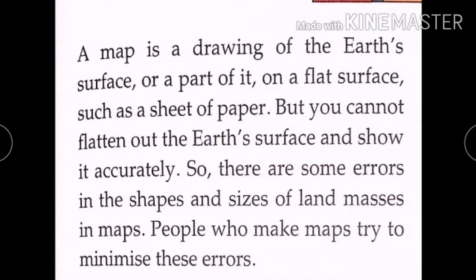But the earth's surface is spherical, right? We cannot flatten it. So there can be a chance of errors in the shape or size of a place on the map, though people who make maps try to minimize these errors.